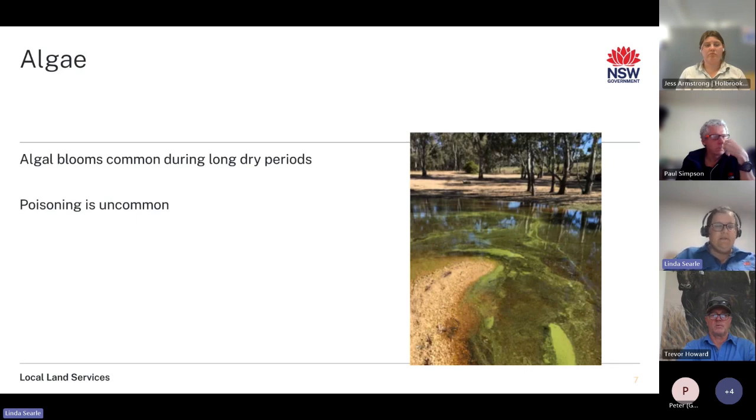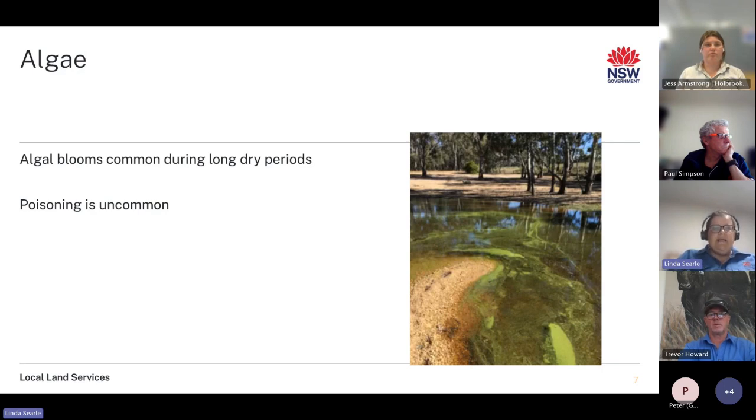Now, there's a couple of different toxins depending on the actual type of algae. Some of them cause some liver damage, and you might end up with photosensitization, which is like a sunburn that can happen, or you may even get some species that cause neurotoxins. So that affects the nervous system, and that can cause death pretty quickly if that's an issue.